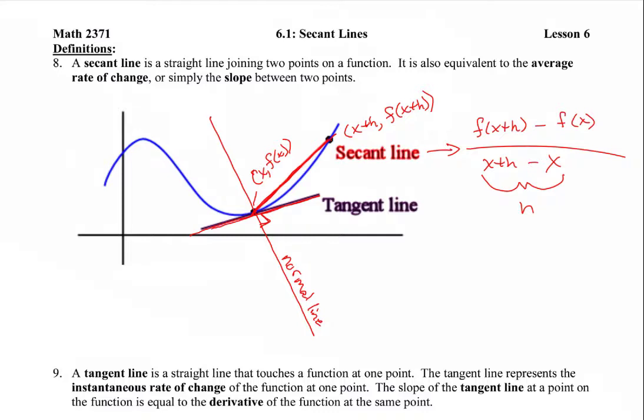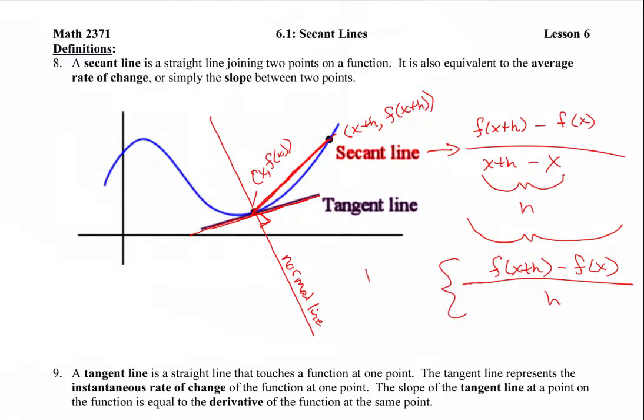Does that kind of look familiar? So my question is, does f of x plus h minus f of x over h look familiar? Remember, this is called the difference quotient. So that's coming back again. Now we're going to be talking about the difference quotient again.